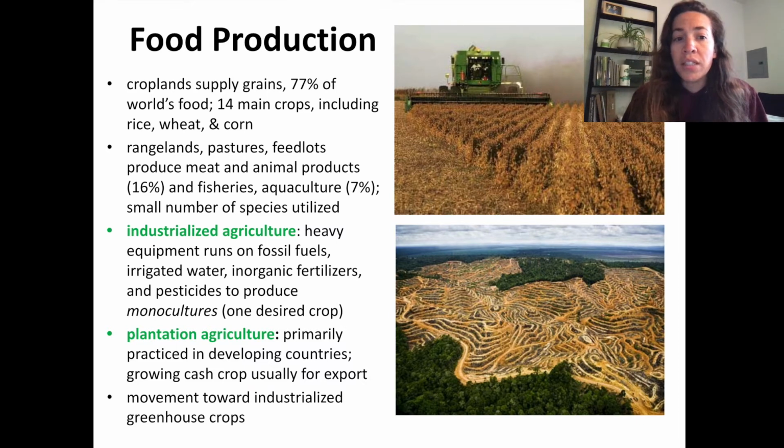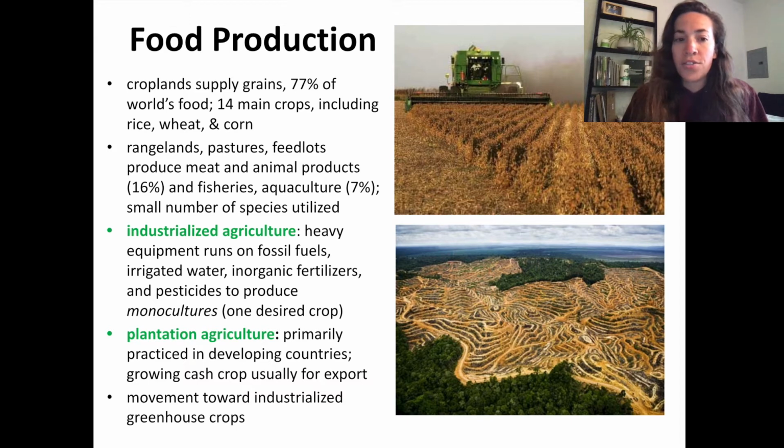We've moved towards industrialized agriculture. Heavy equipment runs on fossil fuels. You can see this combine. And we use irrigated water that we have to bring in from other locations or dig into the ground to be able to get. And we also supplement our plants to grow faster using inorganic fertilizers. And we remove unwanted pests and other plants from our land using herbicides and pesticides.